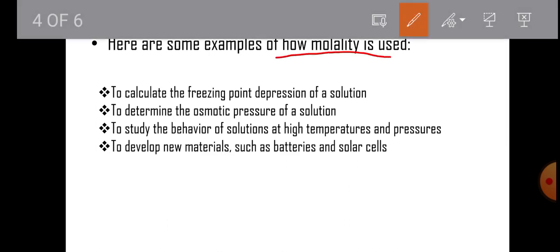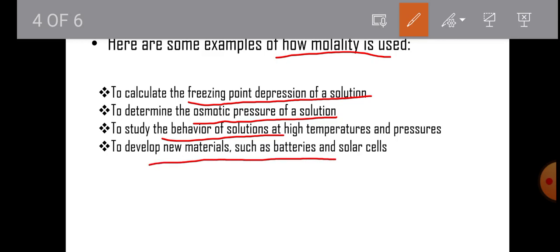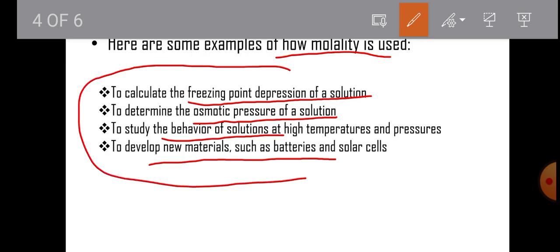And where can molality be used? It can be used to calculate the freezing point depression of a solution, to determine the osmotic pressure of a solution, to study the behavior of solutions at high temperature, and to develop new materials such as batteries and solar cells. So here are the diversified areas where we can use molality to understand, right?